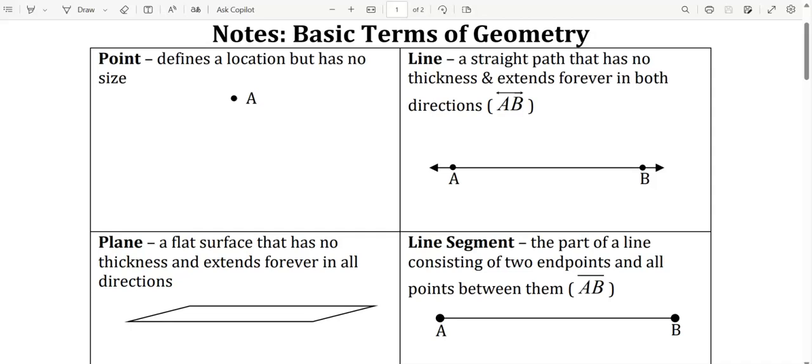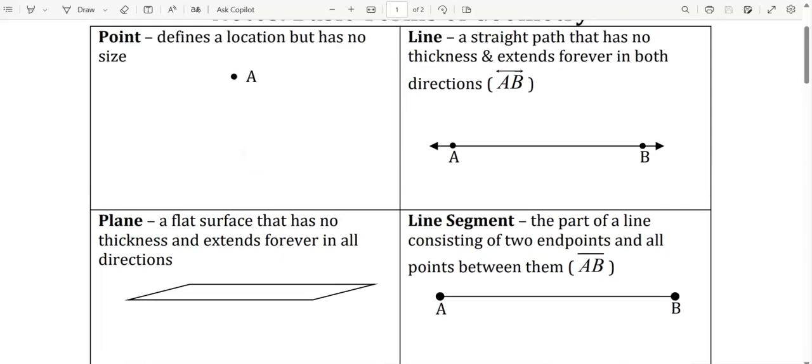Then we have a line, okay? I know you've seen lines, many lines in your life. So go ahead and draw yourself a line with 2 points on it, A and B, right? So it's important that you know a line is a straight path that has no thickness and it extends forever in both directions, okay? It's straight, and it's very important that you see that they have arrowheads, okay? These arrowheads are what make a line because it says it extends forever in both directions, right?